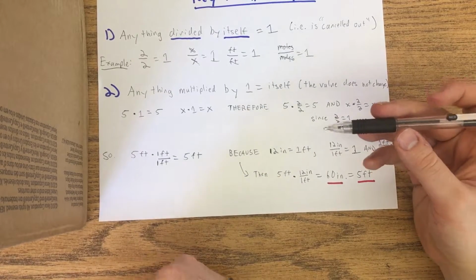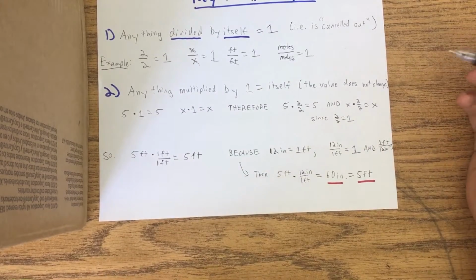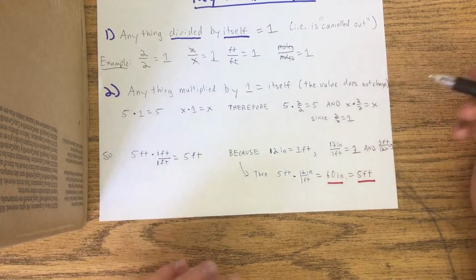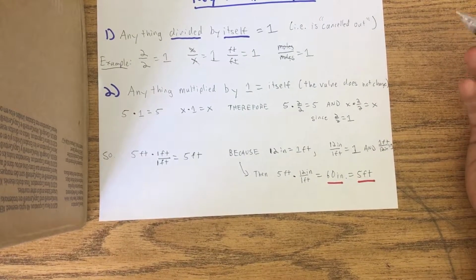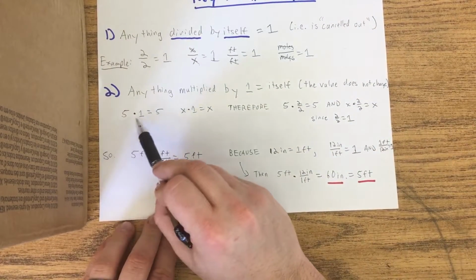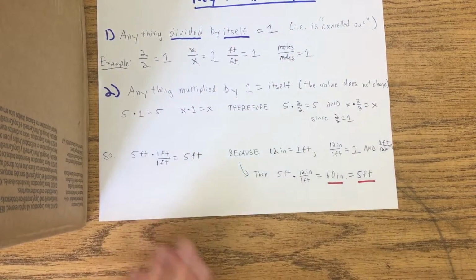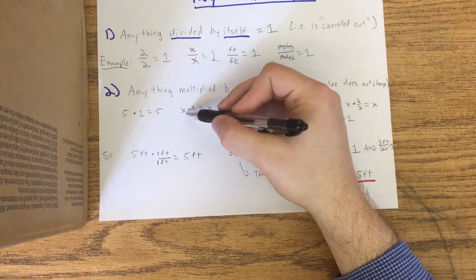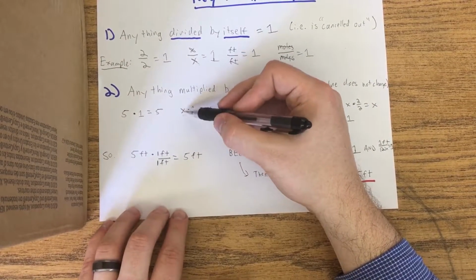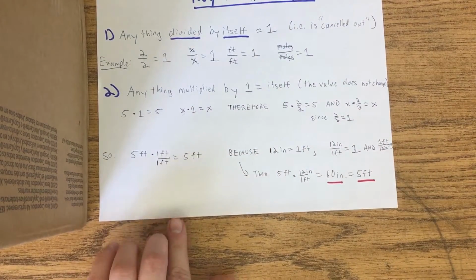And then the other concept you need to get is that anything multiplied by 1 is equal to itself, i.e. the numerical value does not change. So here's how this concept works. If we take 5 and we multiply it by 1, we get 5. The value did not change. And that's the case if we do that with anything, which I'll represent as x here. If we take any value and we multiply it by 1, we'll get that same value. X times 1 is equal to x.